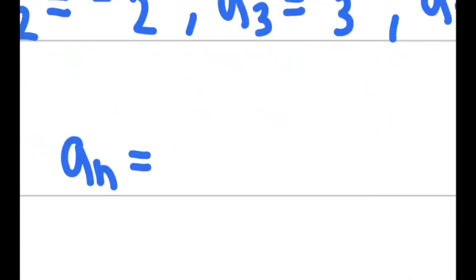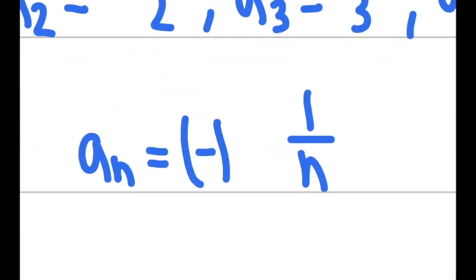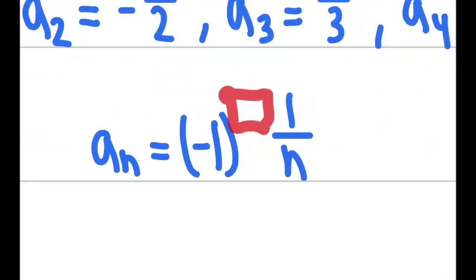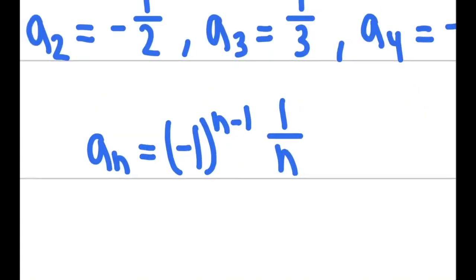So we know we're going to have a 1 over n in here. But we need something that's going to make the even terms negative. So to do that, I'm going to slap on a negative 1, but I have to raise it to some power so that the odd terms are positive and the even terms are negative. So does anyone know what the exponent of this negative 1 would be? We're going to raise this to the power of n minus 1, right?